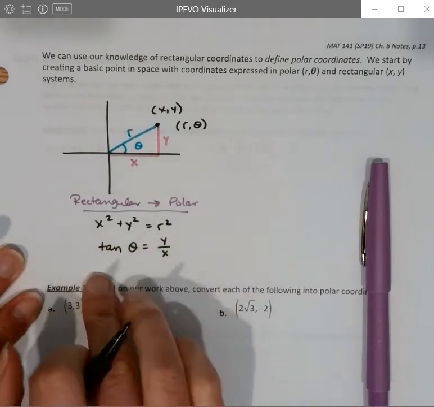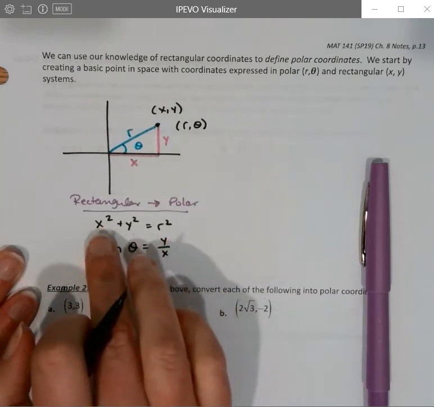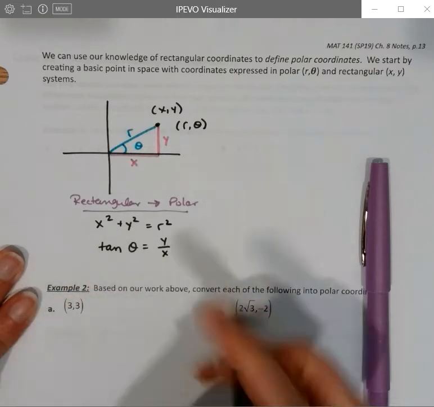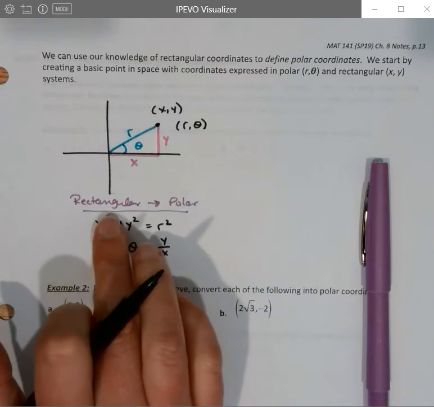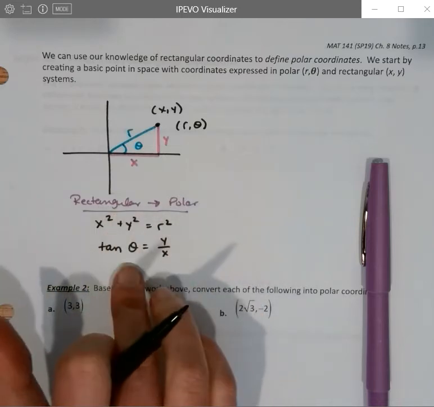And so both of these two could be used to convert, or you could also rewrite this as theta equals arctan of y over x, of course, as well. But they can be used to take things that are in rectangular and convert them into polar.